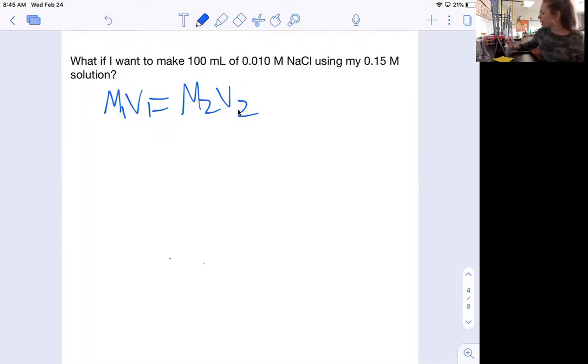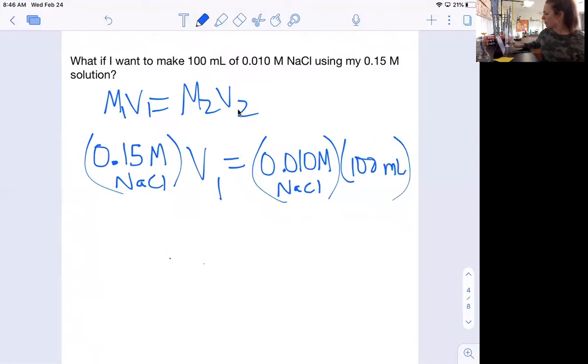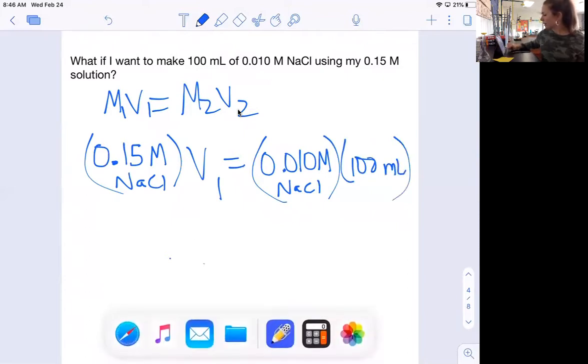Okay, so remember I said I was going to flip it on you to show you it doesn't really matter. So my initial solution is 0.15 molar NaCl, right? And I want to know how much of that I'm going to need. So I'm going to put V1 to make a 0.010 molar NaCl solution, and I want 100 milliliters of that, okay? So this one, I'm going to need the calculator, all right?